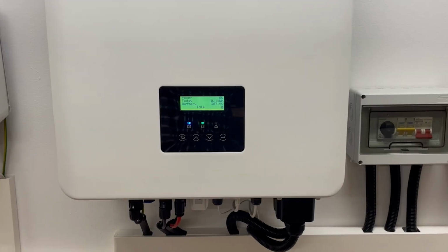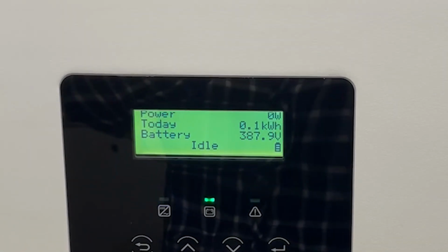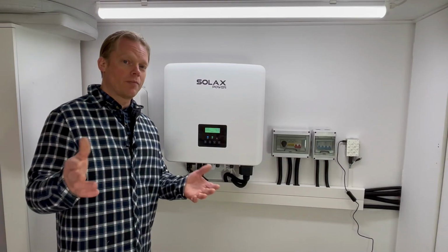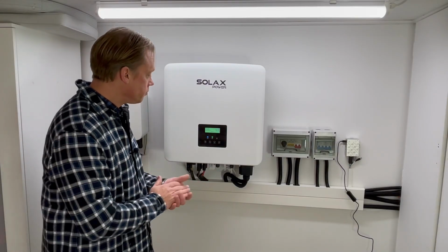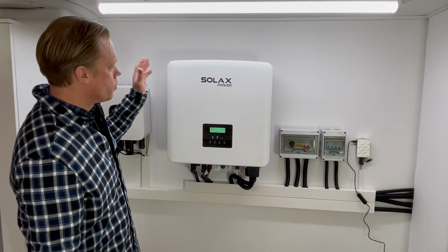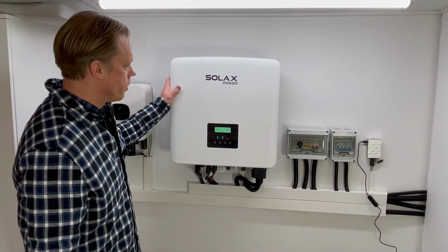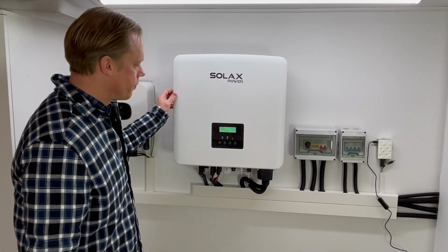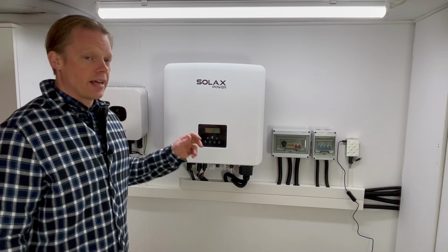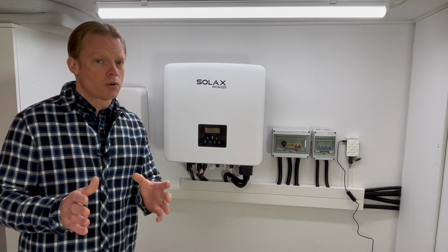Okay, it's back to idle again, and I am not really sure why. But maybe you can help me out with this. So first of all, I have a Solax 15 kilowatt hybrid inverter. This is the G4 version, and I am using this in lead acid mode. That's really important to know here.